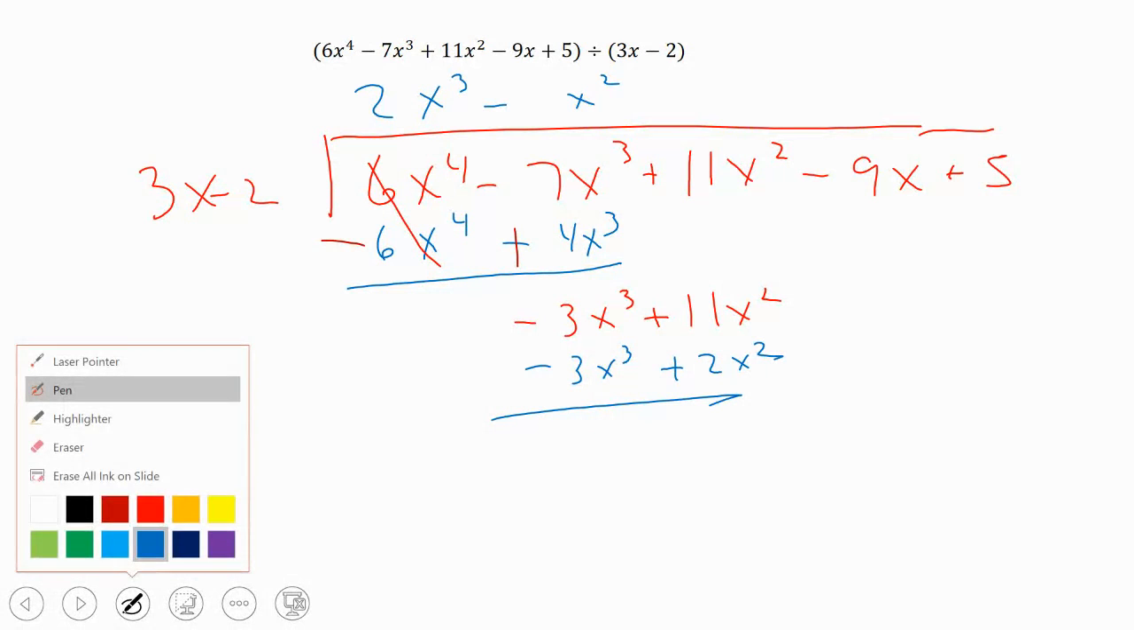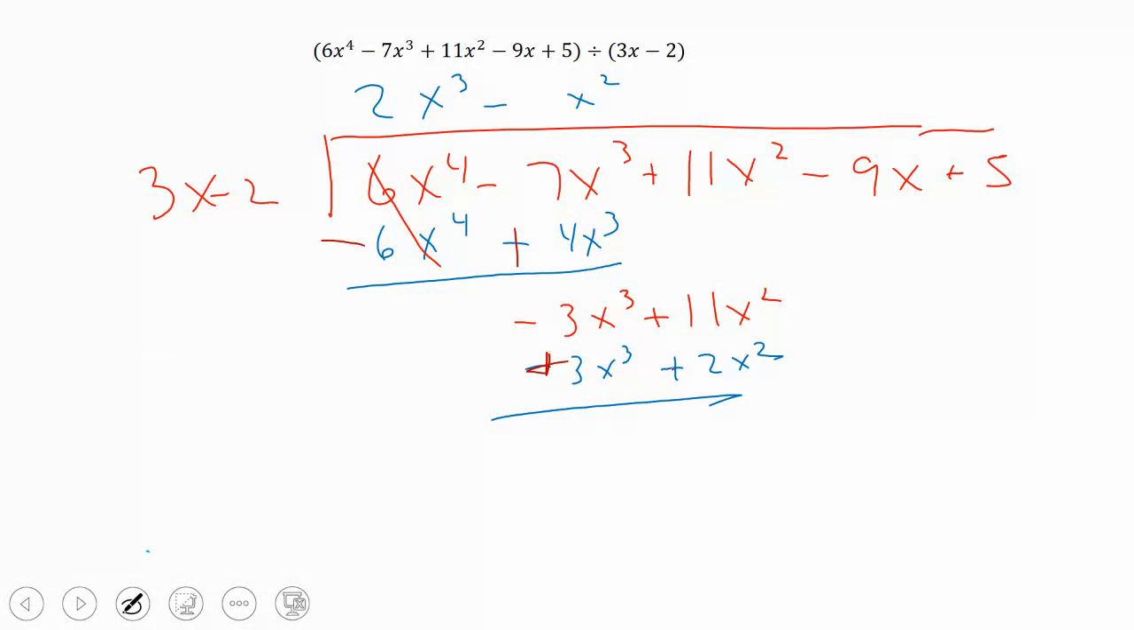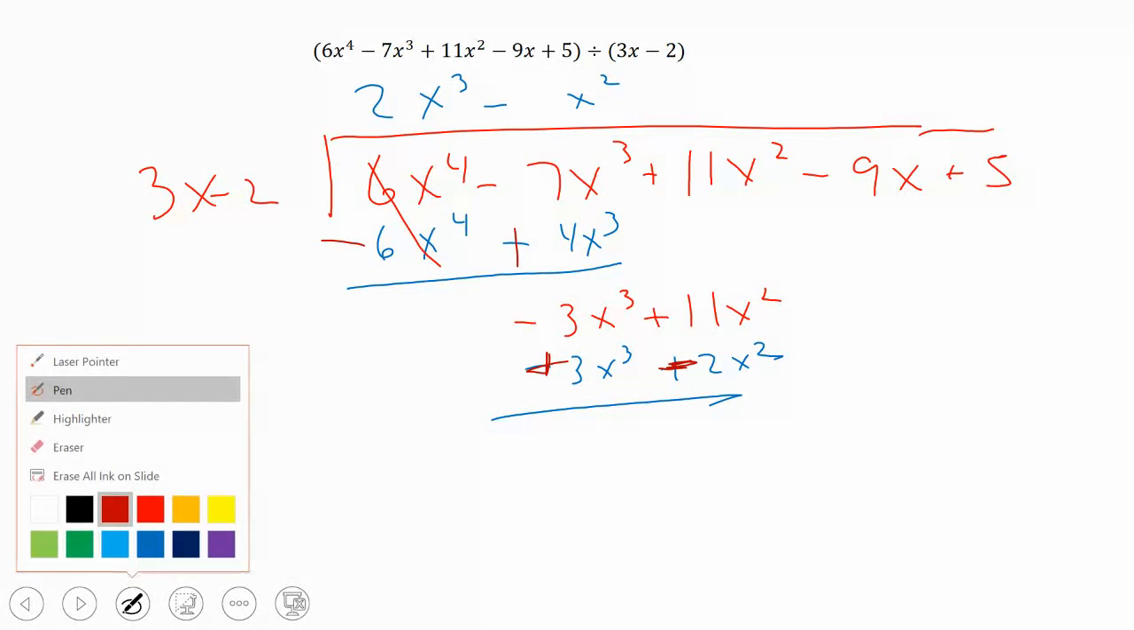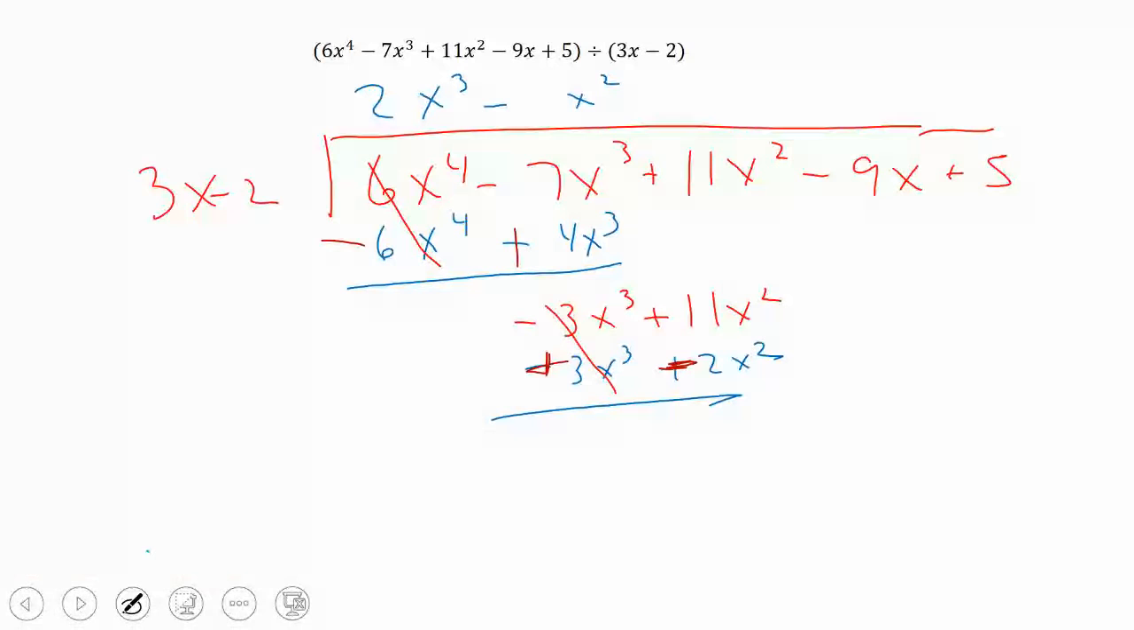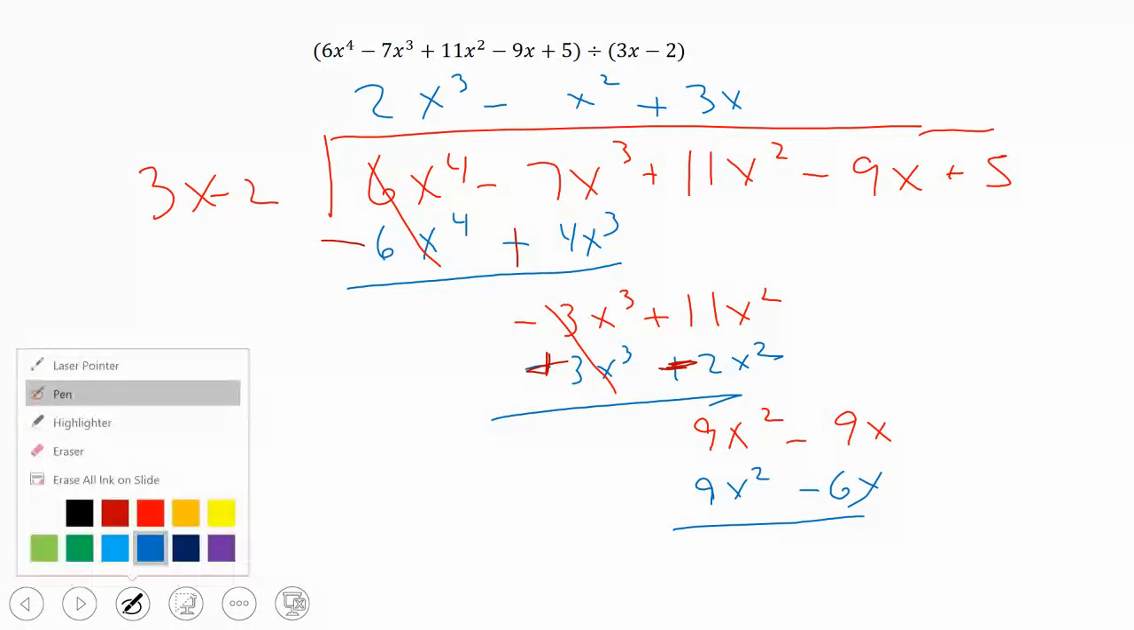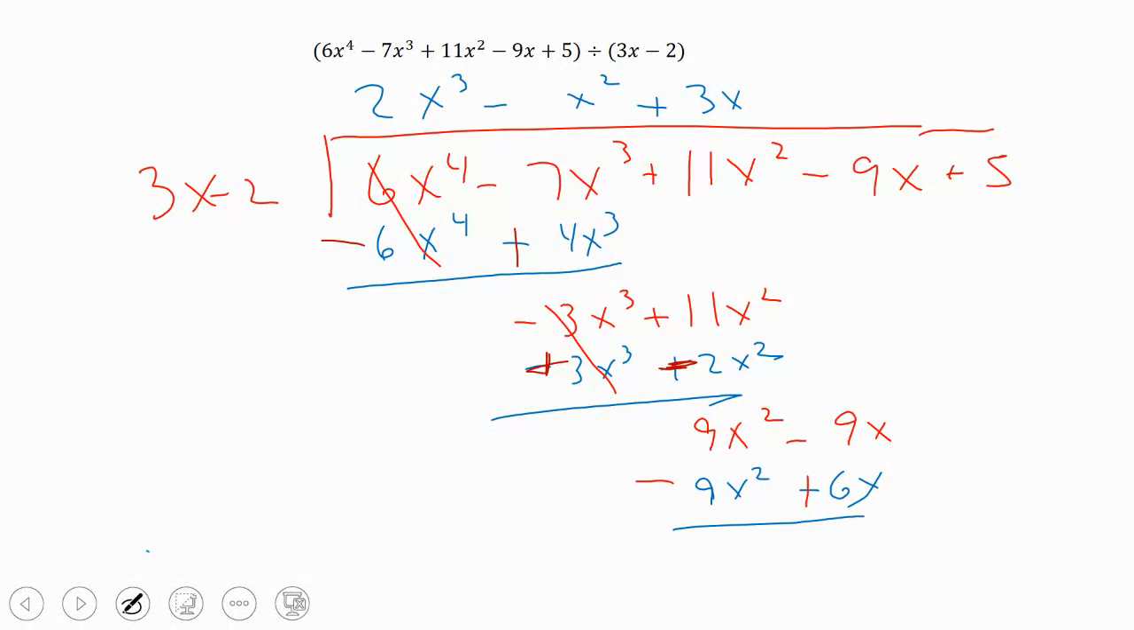Again, we're going to change our signs to subtract. So we end up with this thing. Let's see. These are gone, and we end up with 9x squared, and we bring down the next 9x. 3x goes into 9x squared how many times? 3x goes in there 3x times, because 3x times 3x is 9x squared. And we multiply the next one, and so forth. And eventually we'll be done with it.